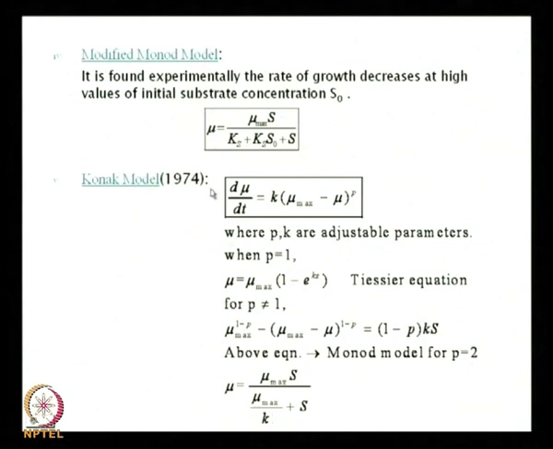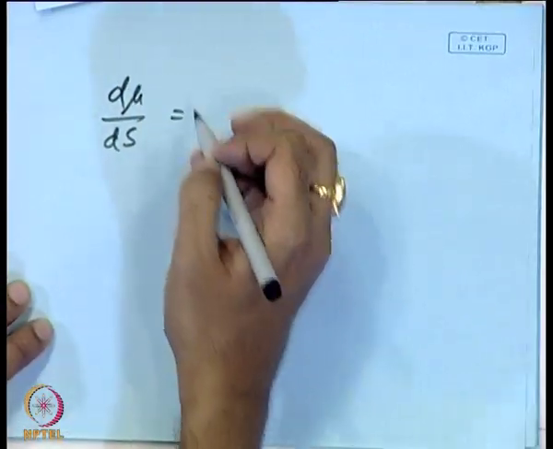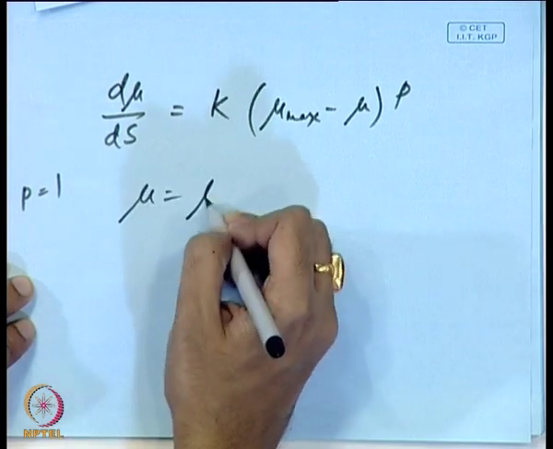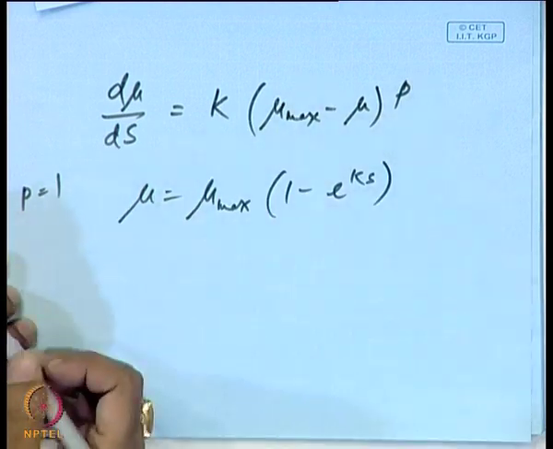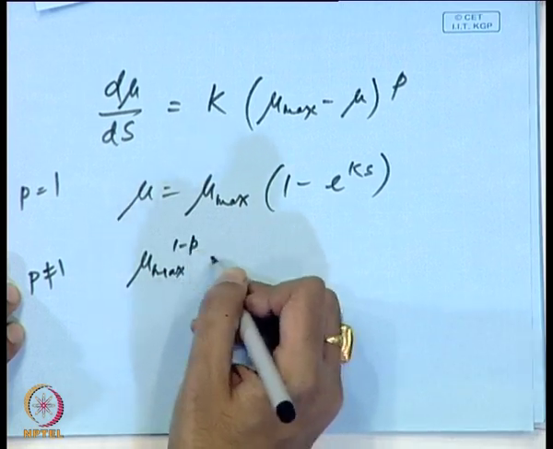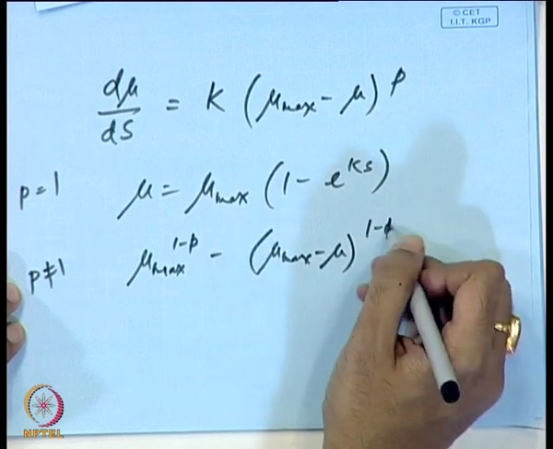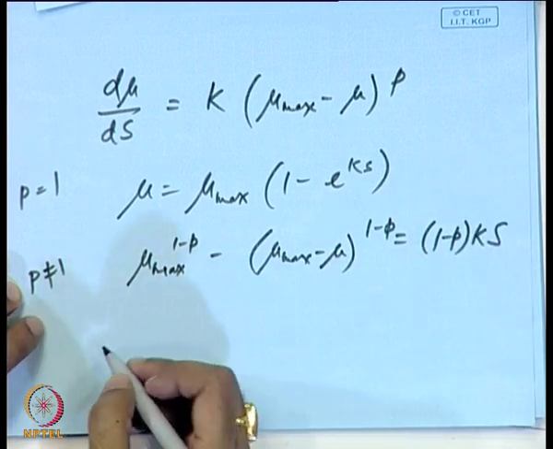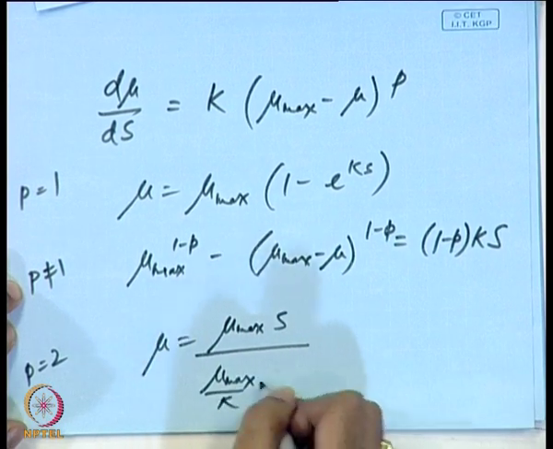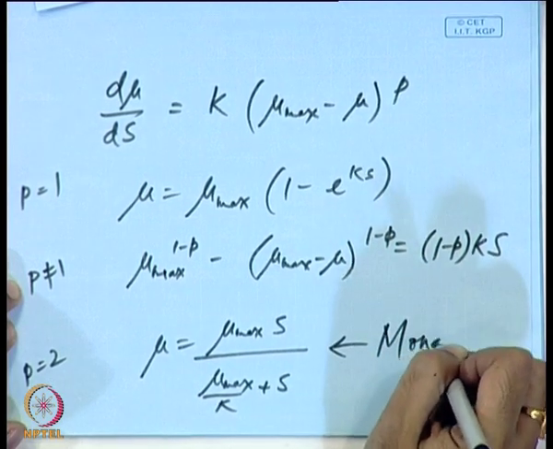Is it clear? So, this is slightly complicated, so let me run through this, and there is a typo out here also. So, this is del mu del s equals k times mu max minus mu to the p, okay. And since there is a typo, I will just write it. So, del mu del s equals k times mu max minus mu to the p. For p equals 1, you get mu equals mu max times 1 minus e to the k s. For p not equals 1, you get mu max to the 1 minus p minus mu max minus mu to the 1 minus p equals 1 minus p k s, and for p equals 2, you get mu equals mu max S over k plus S. This is the Monod model. Okay.